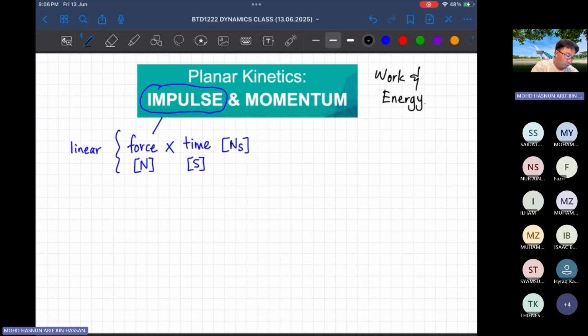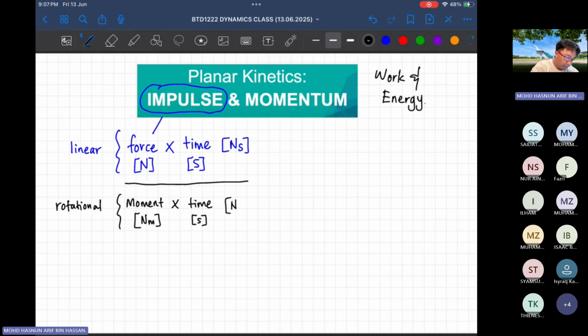All right. When we talk about rotational motion, remember in rigid body dynamics, we not only have linear motion, but we also have rotational motion. For rotational motion, it is similar. When you have force for linear, for rotational we will have moment, also multiplied with time. So for rotational motion, it is moment times time, and for linear motion, it is force times time. Moment has a unit of Newton meter, and time has a unit of seconds. So for rotational motion, you're going to have the unit of Newton meter seconds. So that is impulse.